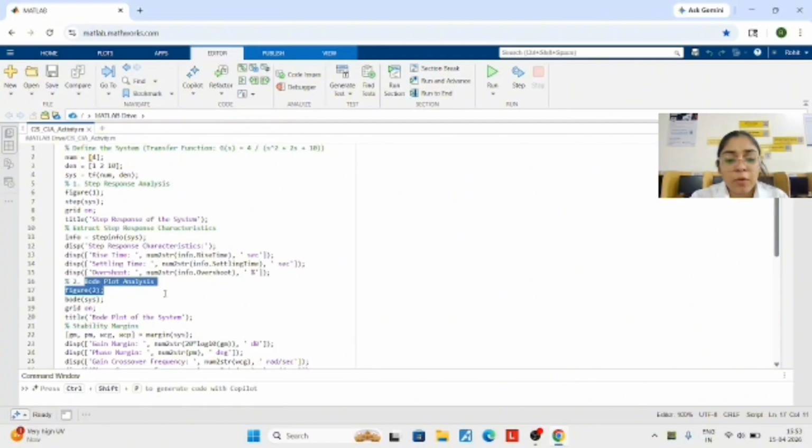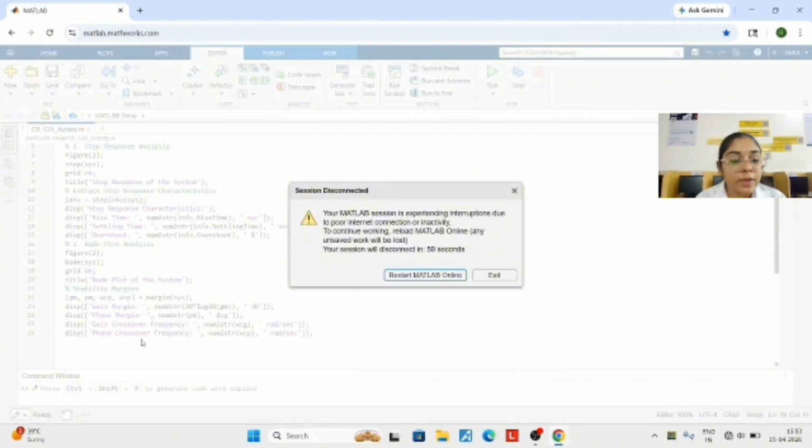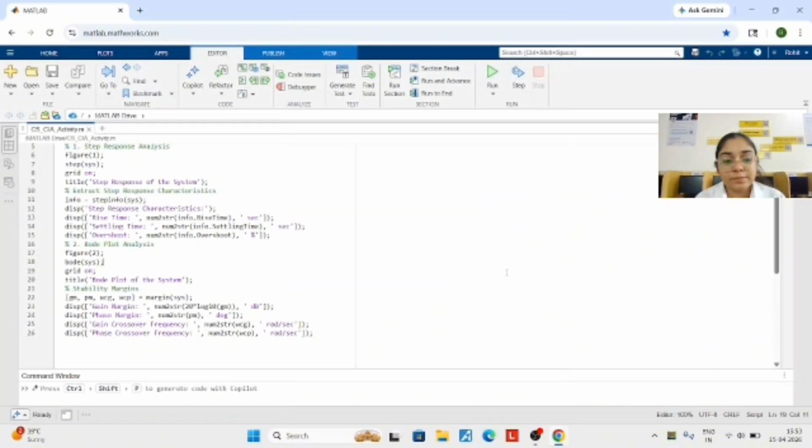Here we have taken some of the margins. First, the Bode plot represents the frequency response of the system. Using magnitude and phase plots, it helps us understand how the system behaves at different frequencies. Finally, we have taken the margins to calculate the stability of the system, including gain margin and phase margin, along with the crossover frequencies and parameters.